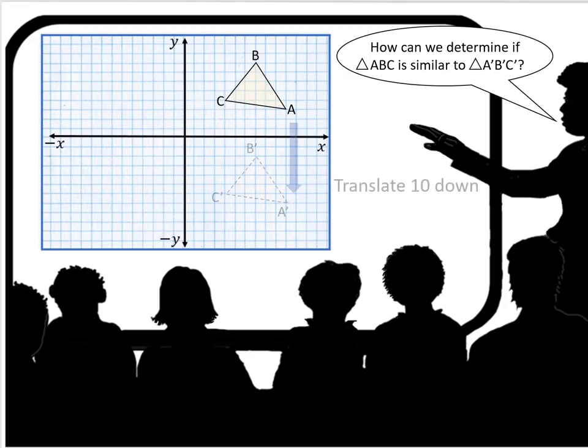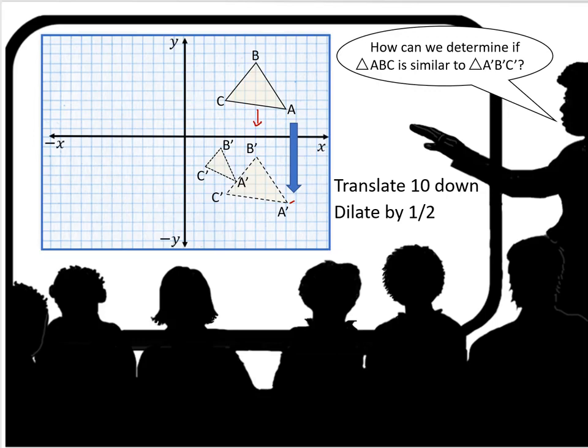How could we determine if triangle ABC is similar to triangle A prime, B prime, C prime? Well, what you notice is that if you translate this down by 10, which puts point A right here, it becomes A prime, and your other points you can also translate down by 10.